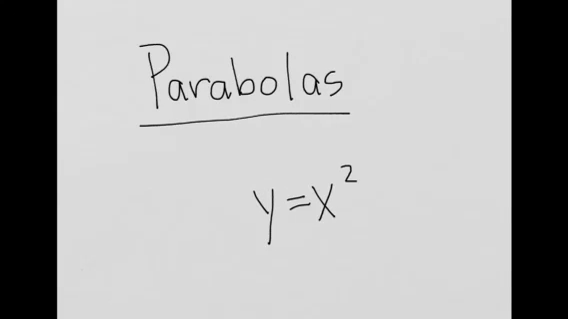In the last video, I encouraged you to make your own graph of a parabola following the equation y equals x squared, but keeping in mind that you are actually plotting y equals ax squared, where a is equal to 1. In this video, we're going to explore what happens when a is not equal to 1.